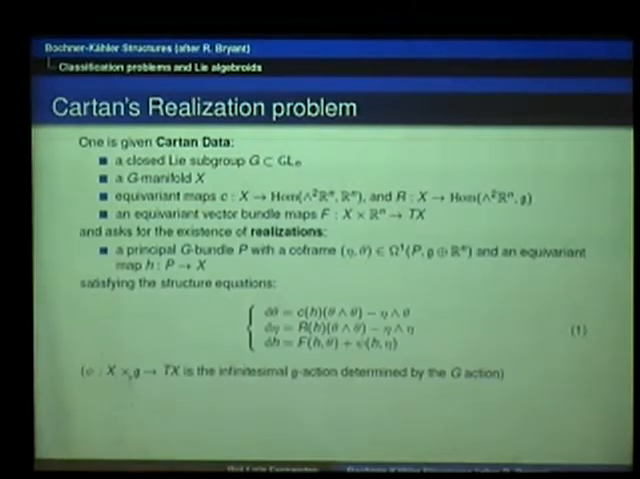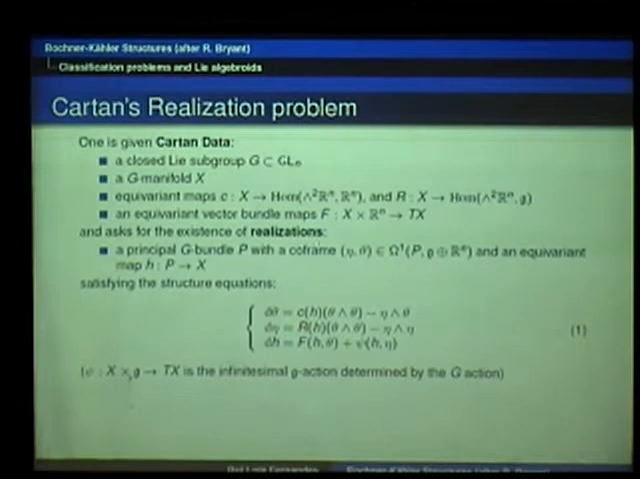Now, this is the data, and then one has to solve a problem. And the problem is this. I need to find a principal G-bundle with a coframe and some equivariant map from this principal bundle back to X, for which these equations are satisfied. So you see here that what I did was I abstracted. In the previous two problems, this term did not appear because the connection was always the Levi-Civita connection, which has zero torsion. If you take a problem where the connections are not torsionless, then this term will appear. And then we have the curvature, and then we have these expressions for H.